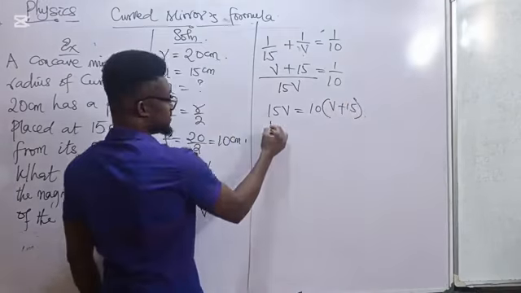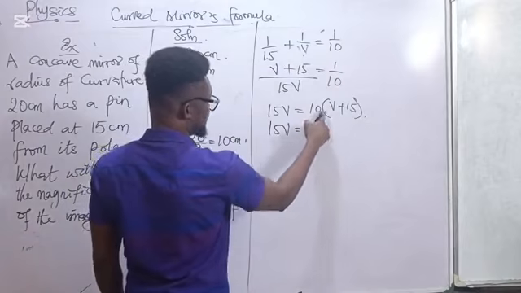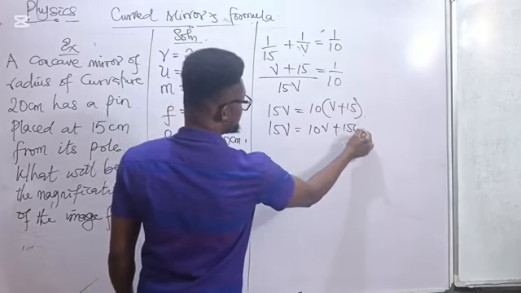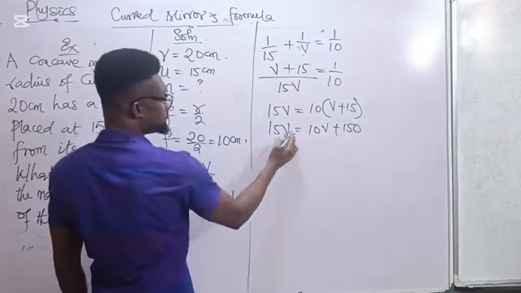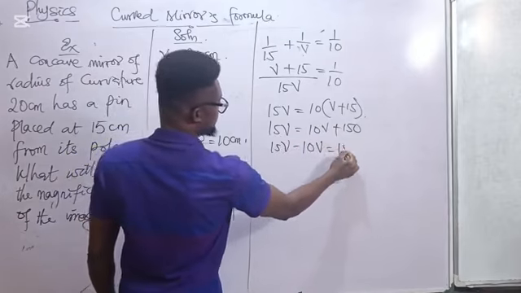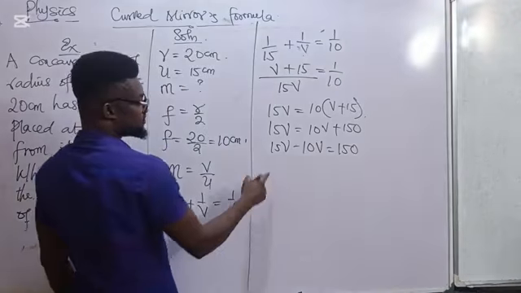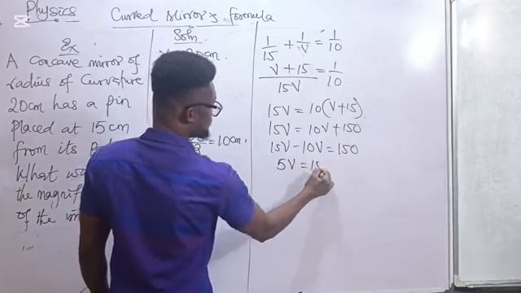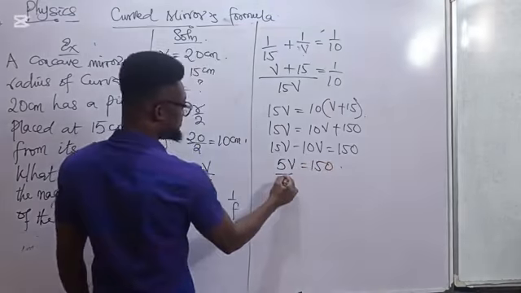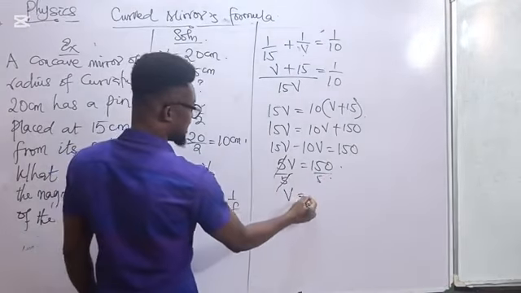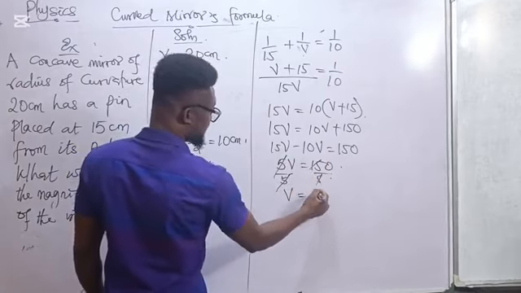We open up the bracket, we have 15V equals 10 into V, we have 10V. 10 into 15, we have 150. So if 10V should cross the equality sign, it now becomes what? Minus 10V equals 150, right? So 15V minus 10V will now give what? 5V equals 150. Now divide both sides by 5 in order to get V. 5 into 5 we have V. 5 into 15 we have 3.